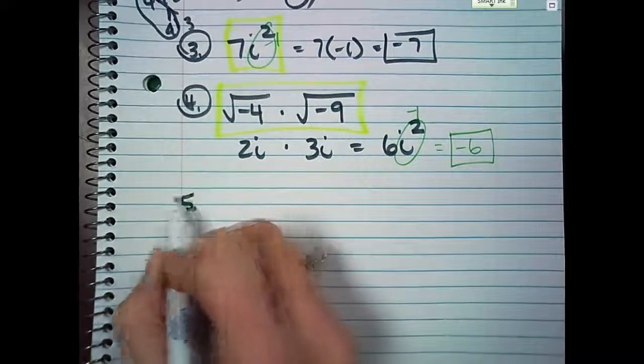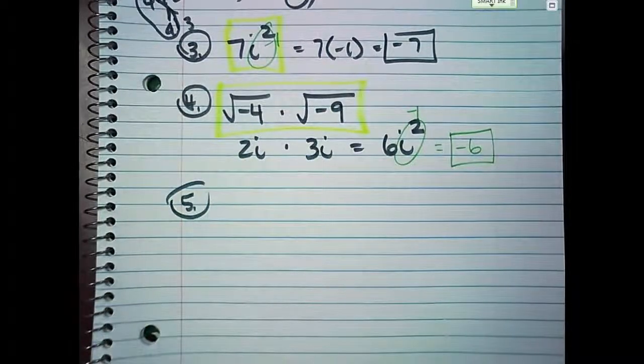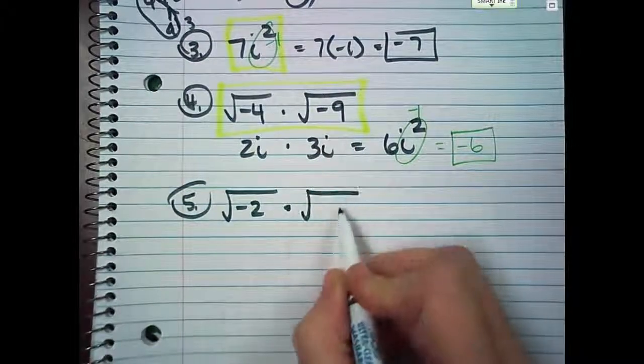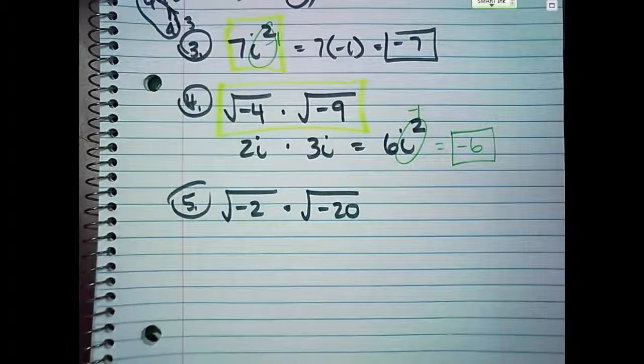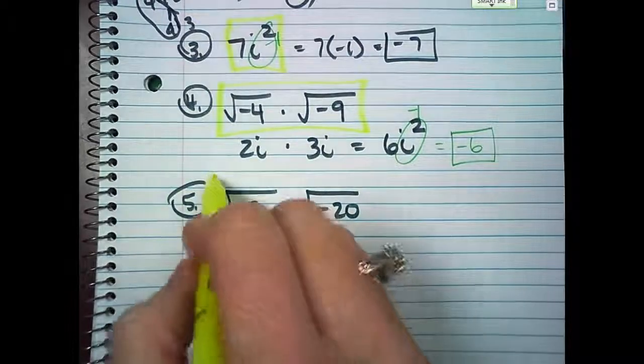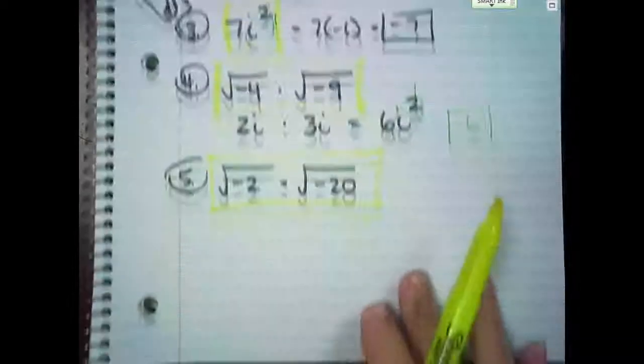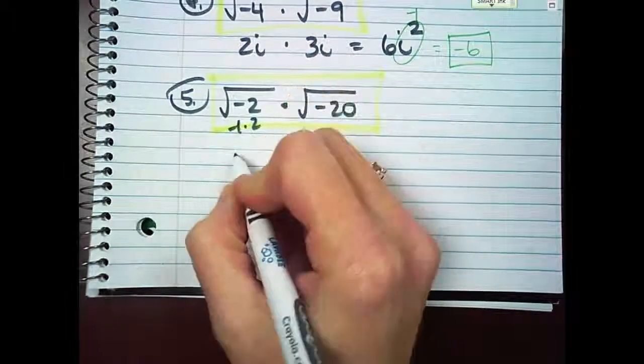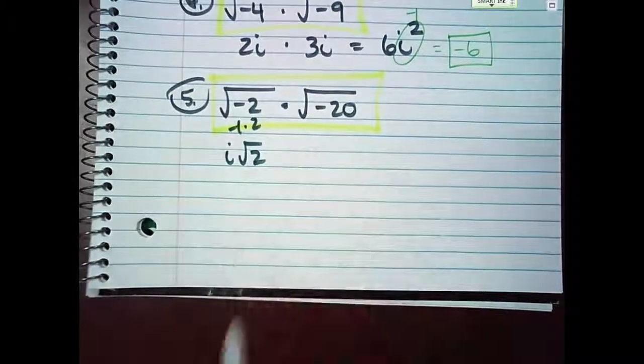Number 5. The square root of negative 2 times the square root of negative 20. Again, you have to take the square root of the negatives first. Then you can simplify. Can I take the square root of a 2? No. This is like negative 1 times 2, so you're going to make this i root 2. I'm going to keep this out.